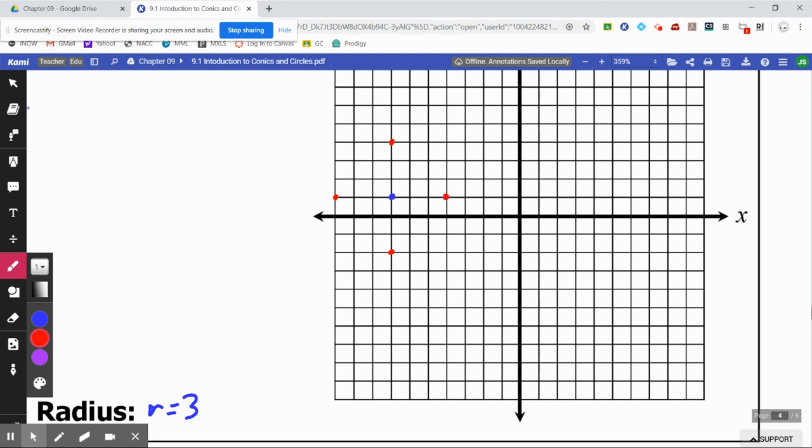And now let's connect our dots using whatever tool that you have. You can use a compass if you'd like, or you can try to freehand it. And there's your circle.